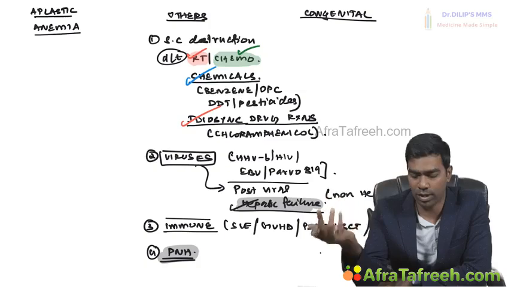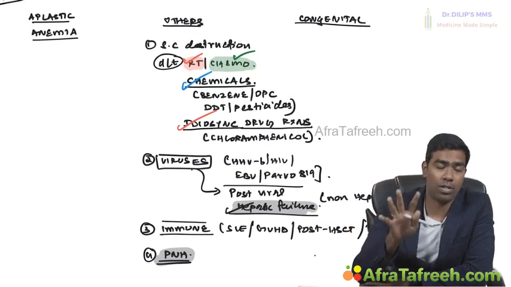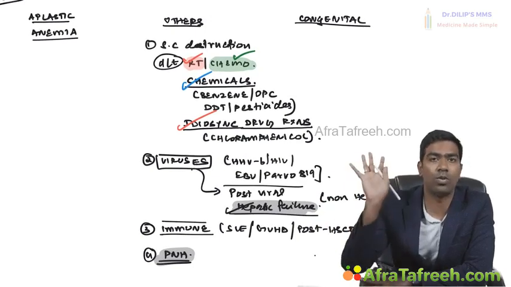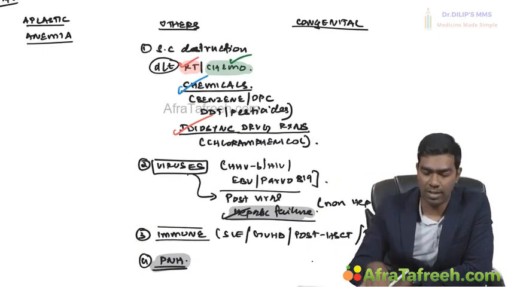So these are some of the other causes that you have now. One is stem cell destruction due to radiotherapy, chemotherapy, chemotherapeutic drugs, some chemicals or idiosyncratic drug reactions. Then you might get immune mediated disorders, paroxysmal nocturnal hemoglobinuria, and you might also get a lot of viruses, but very important is the post-viral hepatic failure, which is not due to hepatitis A, B and C.